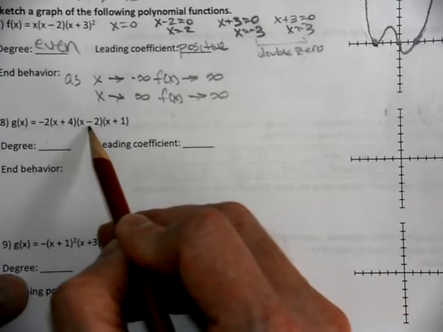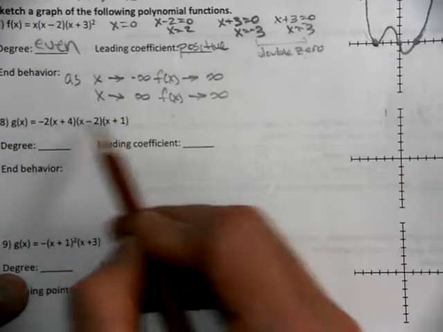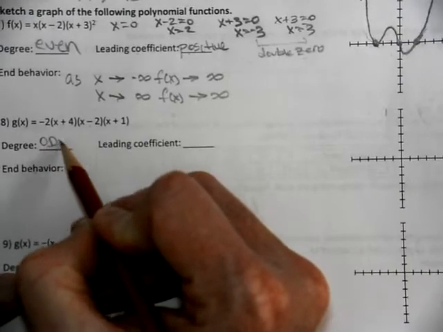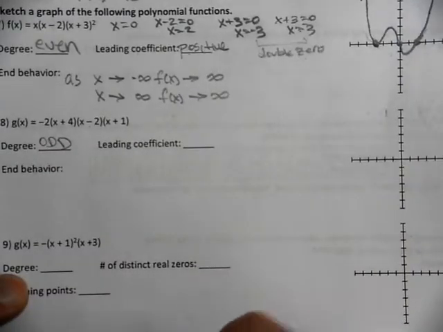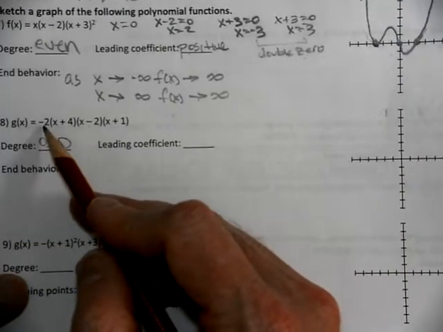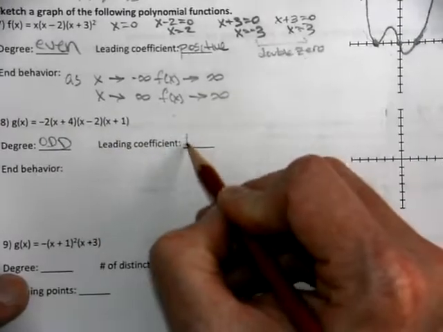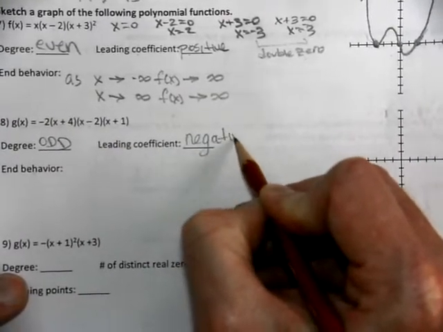Here we have one factor, two factors, three factors. None of them are doubles, so this is considered an odd degree. The leading coefficient is negative 2. The main thing we're interested in is knowing that it's negative.